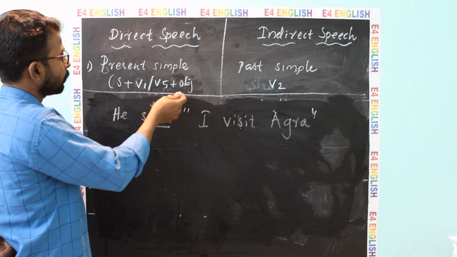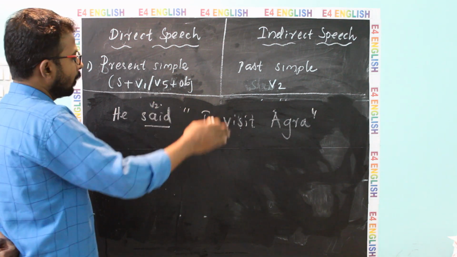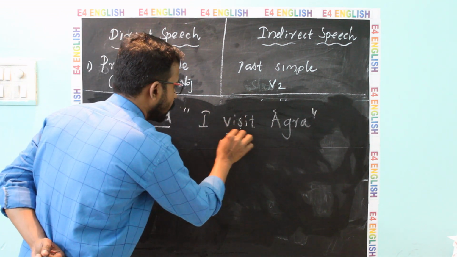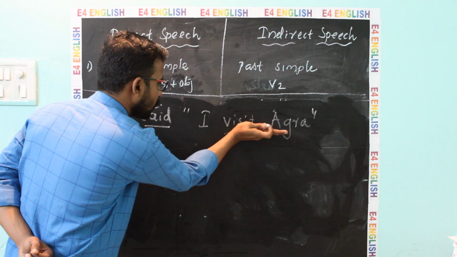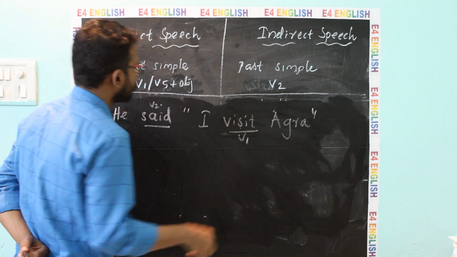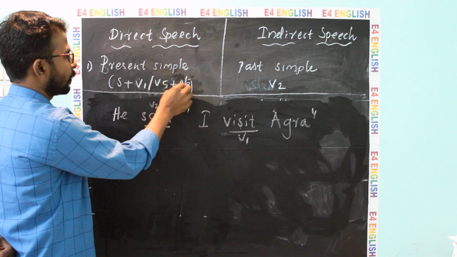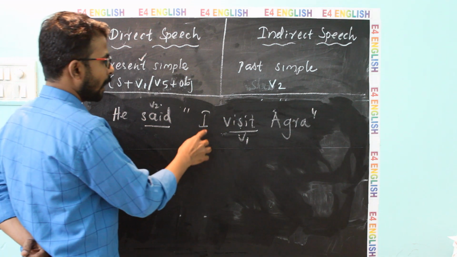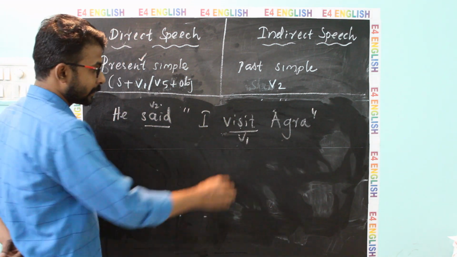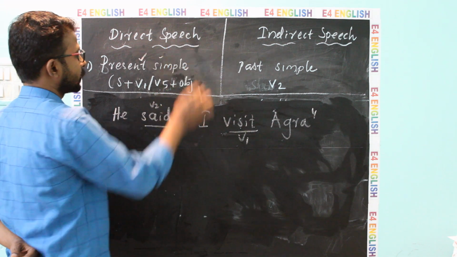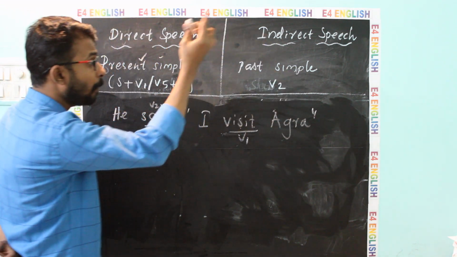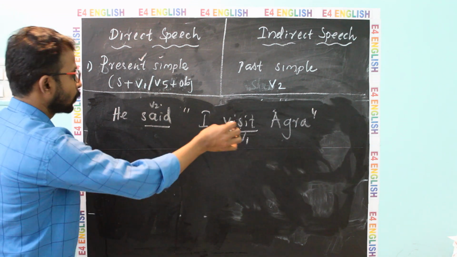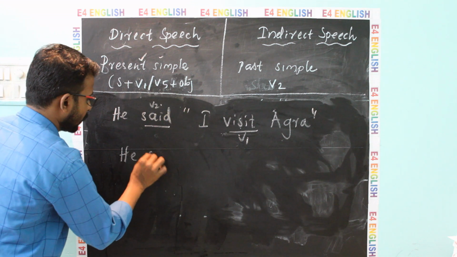According to our table, once you see this reporting area and here the direct speech area, this verb is V1 or V5, that means present simple, right? He said, I visit Agra. So visit is V1, that is simple present tense. So you have to change it into simple past tense, right? Okay, simple past tense.